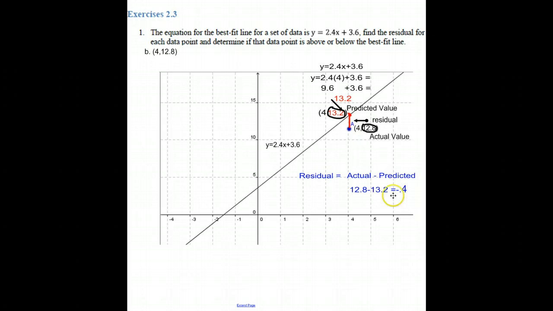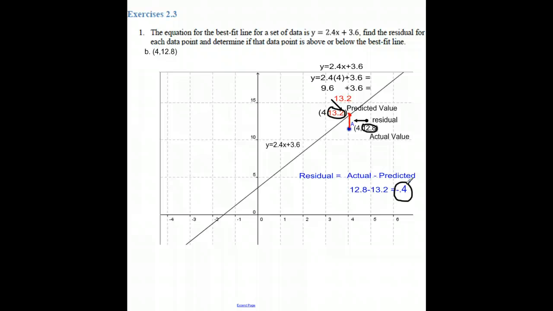That tells us that the actual data point is below the line because we get a negative value, and that our answer is negative 0.4 for the residual value.